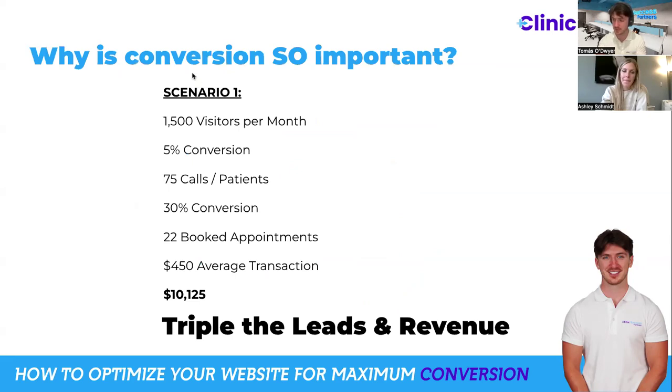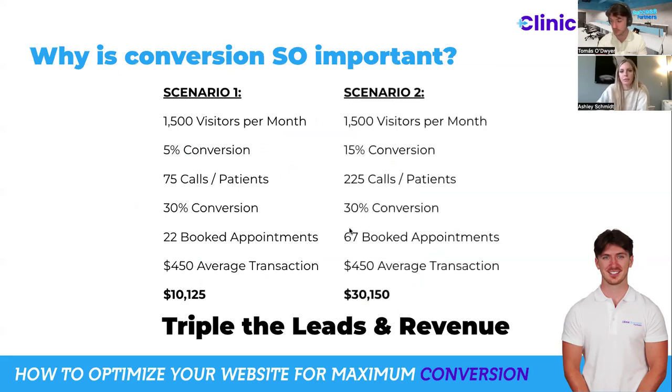Just to give you some numbers here: for example, if you're getting 1,500 visitors a month, and you get a 5% conversion rate, that's all well and good, but that's the average conversion rate that I tend to see. In scenario two, without tripling your ad budget or anything like that, some simple tweaks, making sure the tracking's in place, and a data-driven approach.